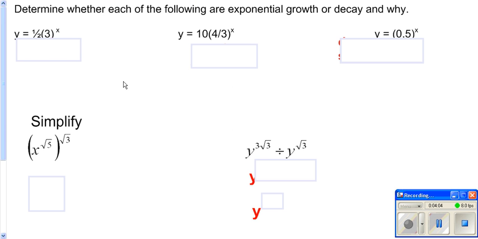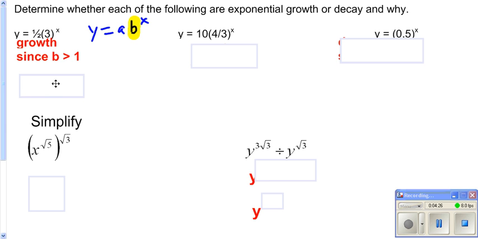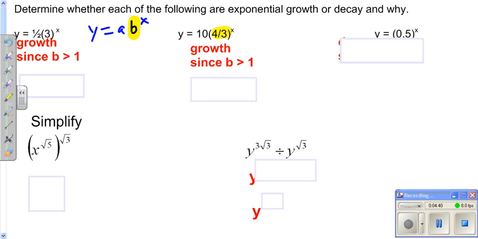We want to look at these to decide if they are growth or decay. The first one here, remember we need to look at y is equal to a times b to the x. Now, if your b value is greater than 1, it's referred to as growth. So here, what your exponent's on is greater than 1, so we're going to say it's growth. We also want to do that for the next one. We look at what your exponent is on and decide, is it greater than 1? If it is, it's growth. And then we'll do that over here. Is this greater than 1? The answer is no, so therefore it's not growth, it is decay because that value is between 1 and 0.